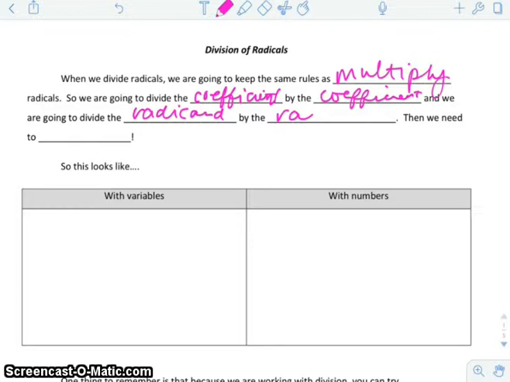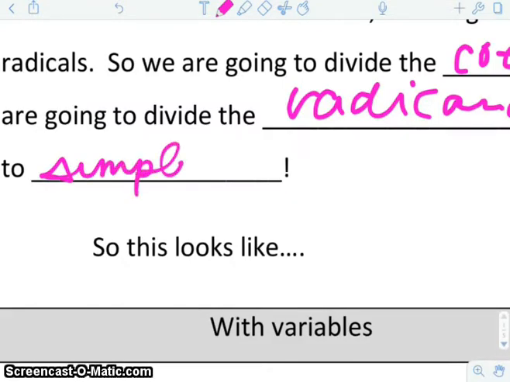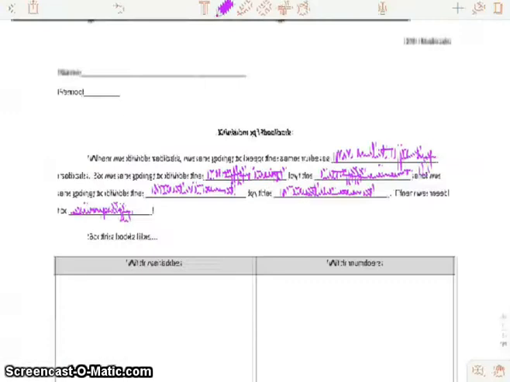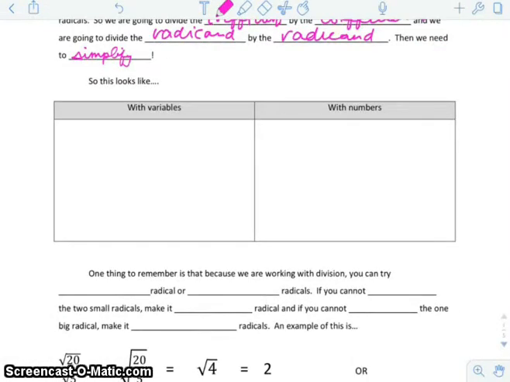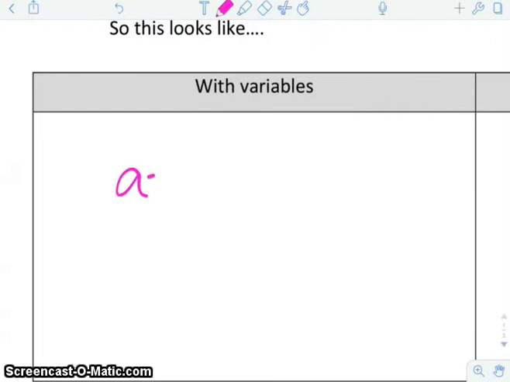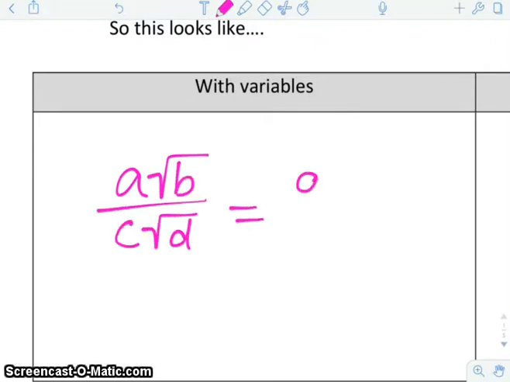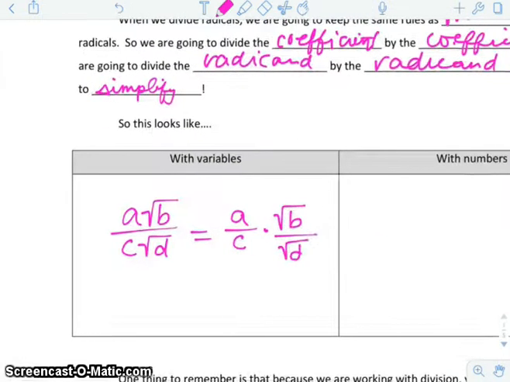Just like in multiplying, once we do that, we have to remember that we need to simplify. That is key. Once we're done, we're going to simplify our radical and express it in simplest form. So here's what this looks like. If I was working with variables and I had a radical b divided by c radical d, I would do a divided by c, and I could split that into the square root of b divided by the square root of d. I split and divide the coefficients, and then I split and divide the radicands.